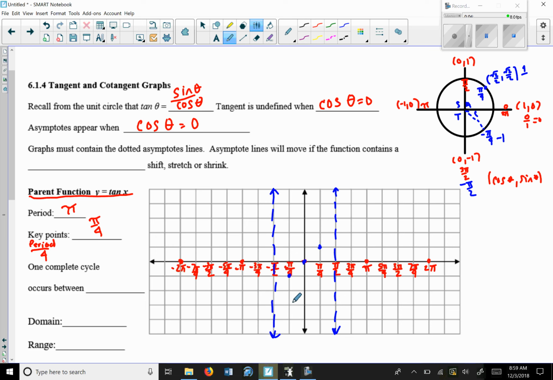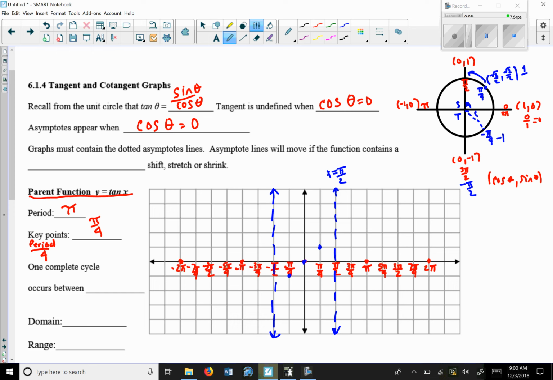So now we're looking at what's happening at this asymptote of x equals pi over 2. Here's where we can think about sine over cosine. You can also think about the big little concept, but let's think about sine over cosine.